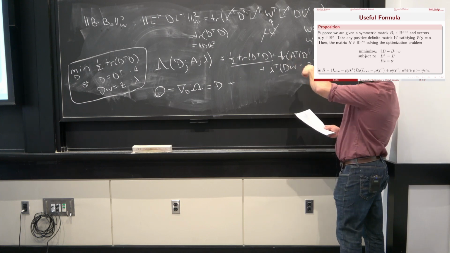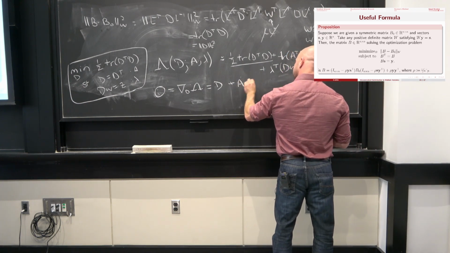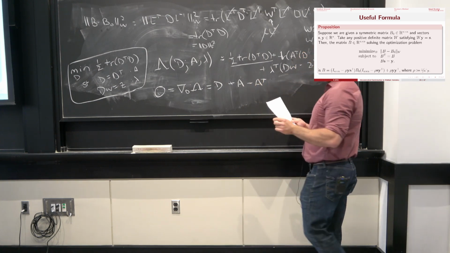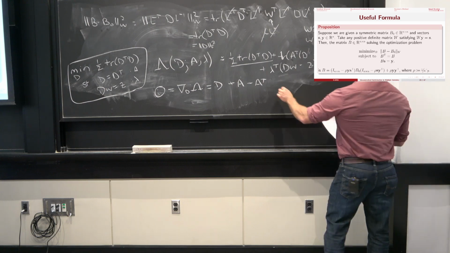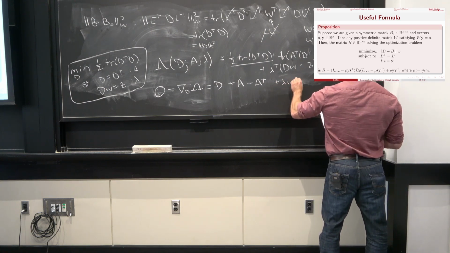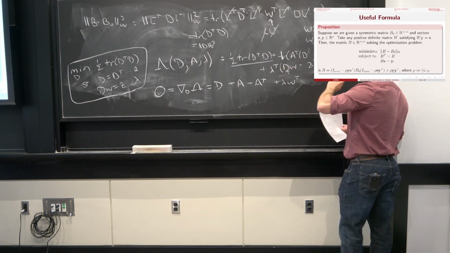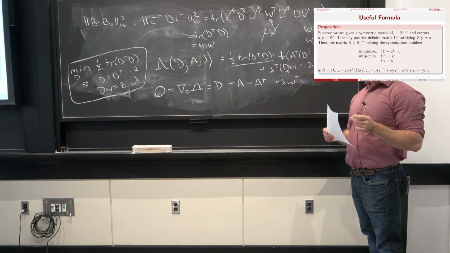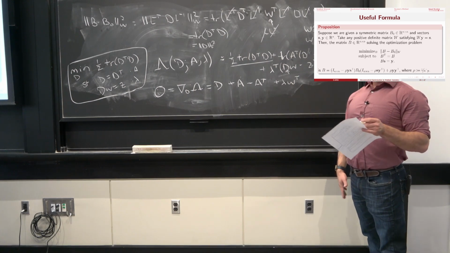Similarly, I could flip the roles of a and d here. And what I'm going to get is a minus a transpose. And then we're going to get plus lambda w transpose. You kind of see that because there's a d here, so it's like lambda transpose dw. And so if you work through the indices, you'll find that this is the gradient. Okay?